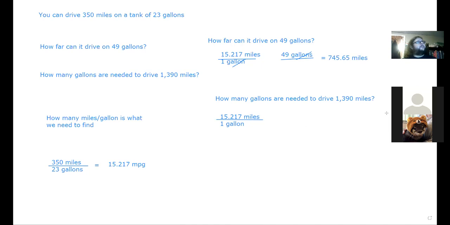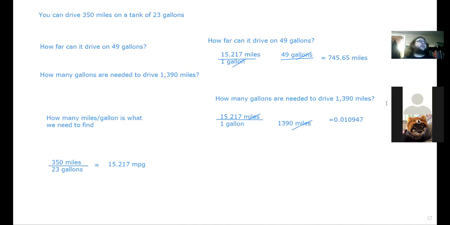And we have miles. Now, since we have miles, we have to put that on the bottom. So at this point, we do the same thing where we want to cancel things out. And this is kind of weirdly counterintuitive, but go with me. You take 15.217 divided by 1390, and get 0.010947 as a number.